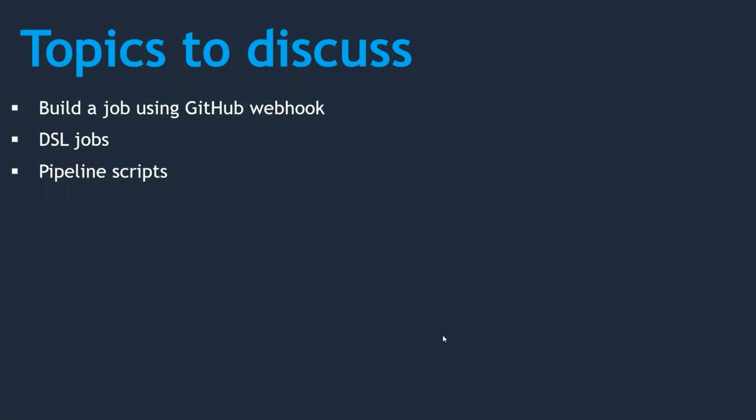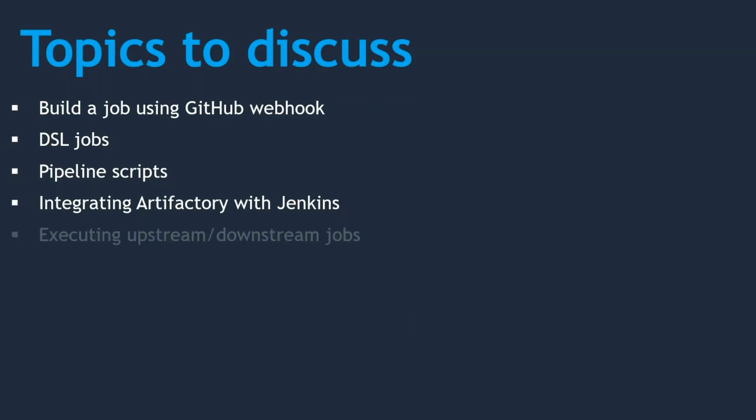In the previous lecture, we discussed pipeline scripts. In today's lecture, we are going to see integrating Artifactory with Jenkins. We already discussed this topic, but due to some technical issues, we could not continue further. So we are doing it today, and also executing upstream and downstream jobs. I thought to include this as well, and we are going to use these effectively in upcoming classes. First, we'll see integrating Artifactory with Jenkins.